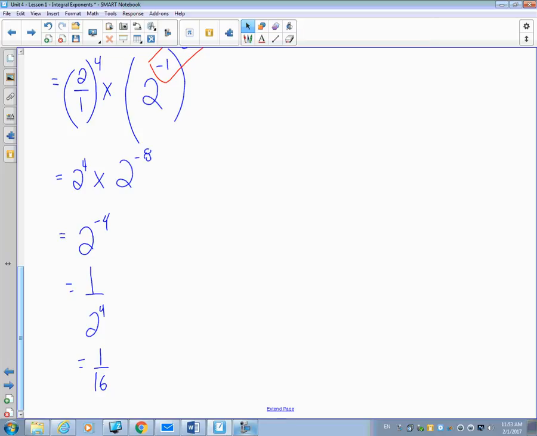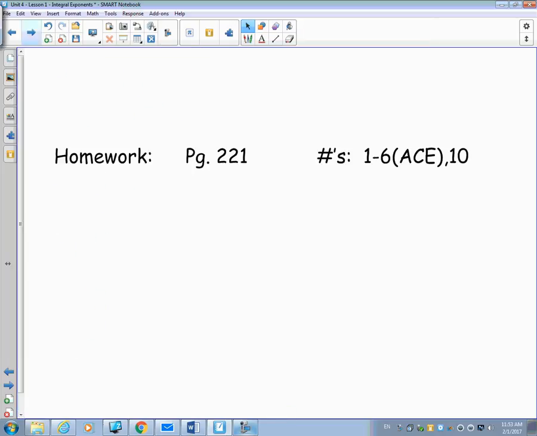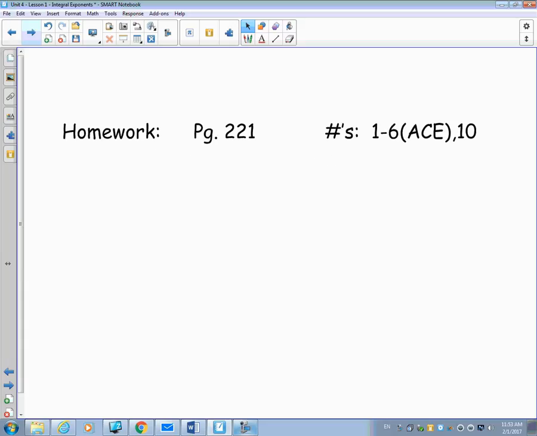Okay. Little refresher, introduction to some new kind of exponents. Here's our homework for today. For 1 to 6, just do A, C, and E as appropriate, as they have an A, C, and E. If not, then don't worry about them. And try number 10. And that's our first lesson with exponents.